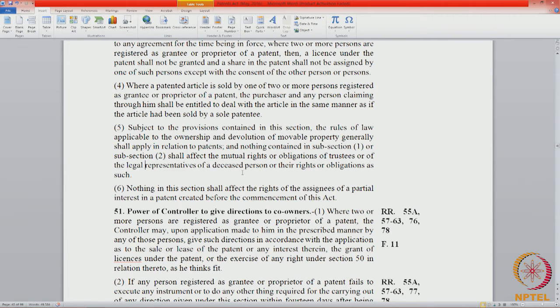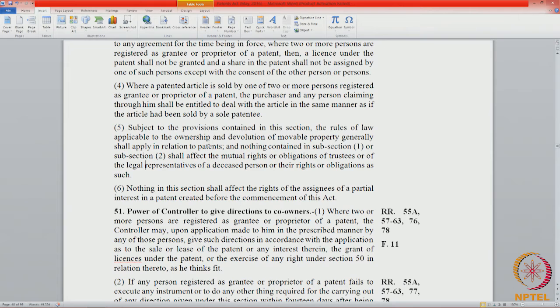Section 55 states that the rules of law applicable for ownership and devolution of movable property shall generally apply in relation to patents, and nothing contained in subsection 1 or subsection 2 shall affect the mutual rights or obligations of trustees or of legal representatives of a deceased person or their rights or obligations as such. Now this provision tells us that the rules of law applicable for the ownership and devolution of patents will be the same as the rules applicable for ownership and devolution of movable property. In other words, patents shall be treated as movable property.